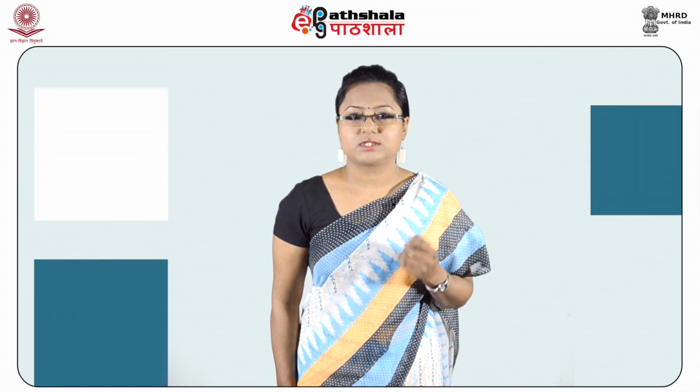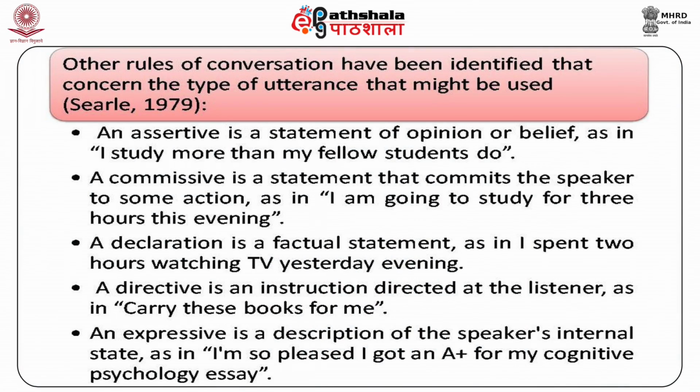So, for example, someone who is lying to their boss about why they didn't turn up for work might use a discourse that is weakly informative, untruthful, irrelevant and unclear. On the other hand, the same person talking to a friend might use a discourse that is informative, truthful, relevant and clear. Other rules of conversation have been identified that concern the type of utterance that might be used.